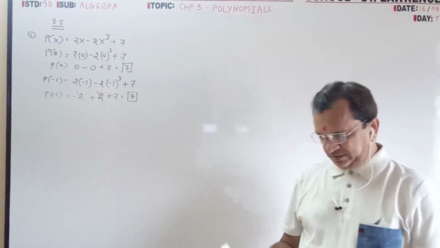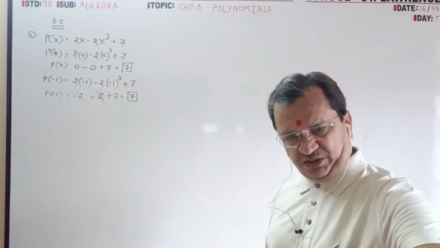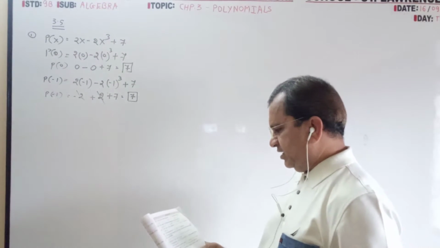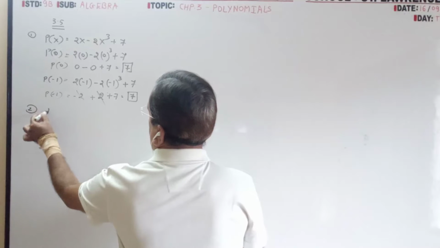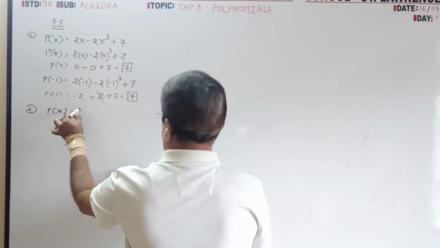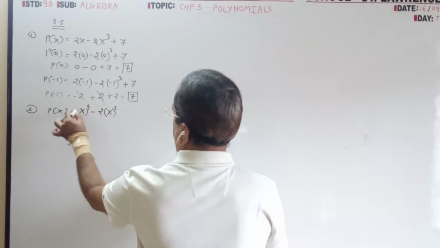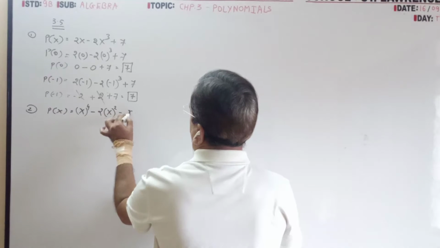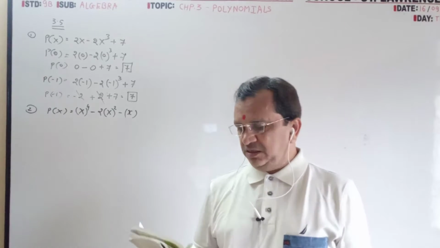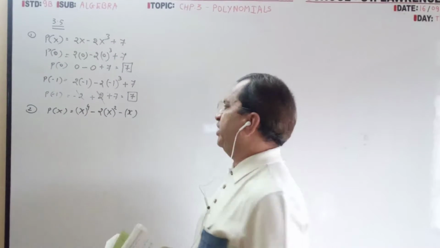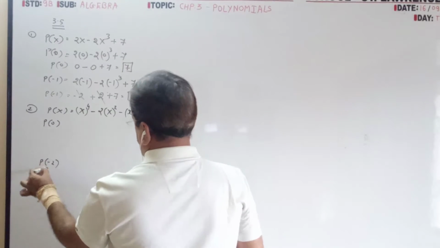Now it will be more brighter. Same in question number 2, different polynomials. So I'll take one with higher power. P of x is x raised to 4, 2x square minus x. Now they have asked for P1, P0, P minus 2. So for 0 and minus 2 I will work: P0, P minus 2.